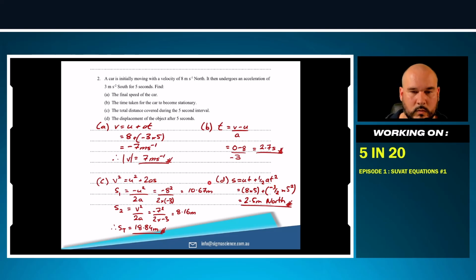Or we could have just done, well, it goes 10.67 meters north in the first part of the journey, 8.16 meters south in the second part of the journey. What's the difference? That's going to be the overall displacement, and that indeed is 2.5 meters. All right, cool. That was a bit of a harder question, a bit of a longer question. Now on to question 3.